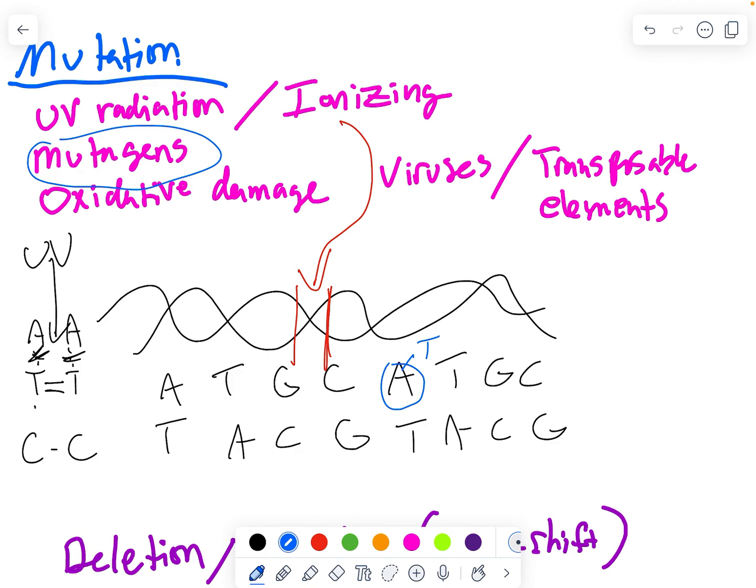And what that means is when we replicate this piece of DNA, the next time around, this bottom strand will behave normally and it'll get copied with an A, but this top strand, this A, it is an adenine, so it should get copied with a thymine, but it's not going to get copied with a thymine, it's going to get copied with another adenine. So that creates a mispairing. We're going to have an adenine paired with an adenine.